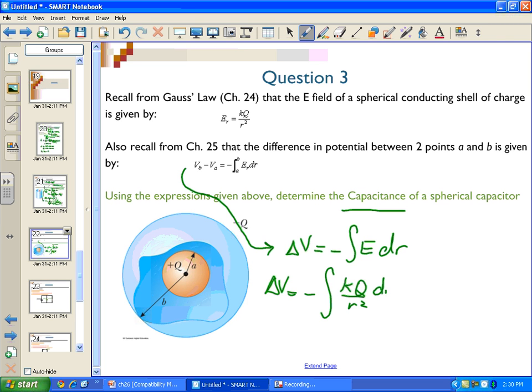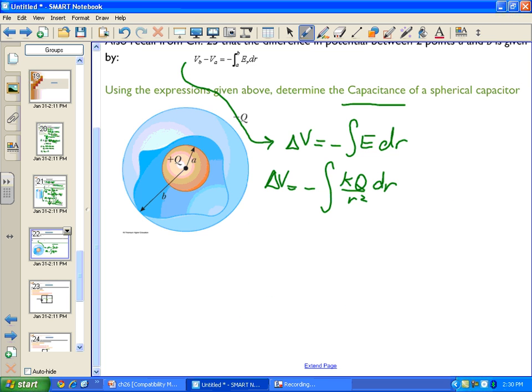And so this is a very familiar expression for us. We factor out delta V equals minus kq over r squared. We can't factor out the r squared because r is not constant. So let's write this properly: minus kq integral of dr over r squared from a to b.